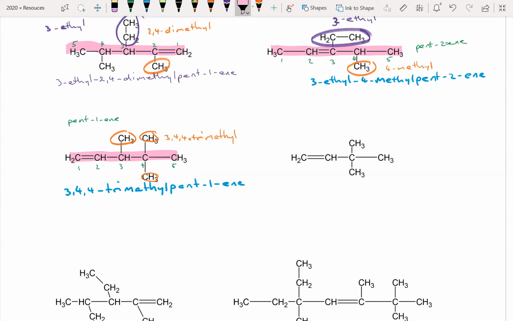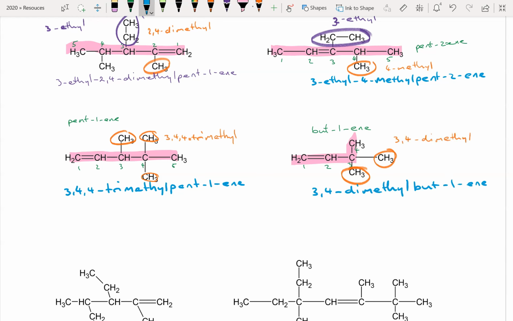Now, if we're over to the next one, we go straight in the middle. Oh, let's not. Just for something different, let's do that. Why not? It's still the same. And we have a butene. 1, 2, 3, 4. But-1-ene. Interestingly, butene can only be but-1-ene or but-2-ene. If it becomes a but-3-ene, well, that's just a but-2-ene from the other side. And we have 2 methyl groups, dimethyl. Now, if we put all that together, we end up with 3, 4 dimethyl but-1-ene.